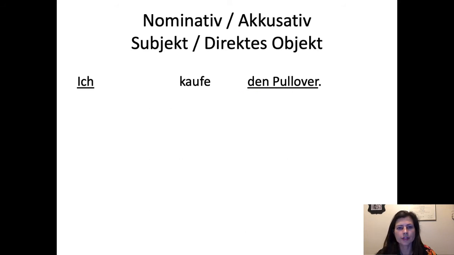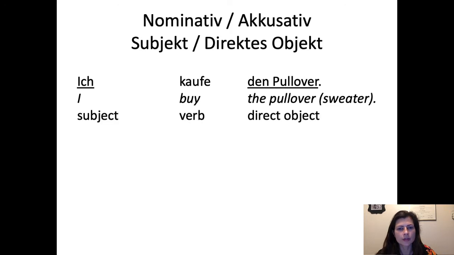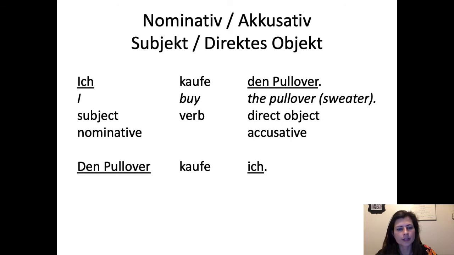So let's look at ich kaufe den Pullover. I buy the sweater. Subject, verb, direct object. That's like the most straightforward word order. But sometimes you want to emphasize the direct object, like to correct someone or to just emphasize it, to put the focus on it, right?